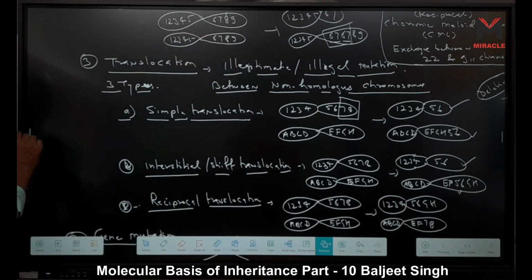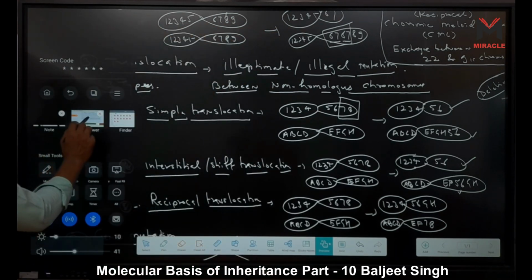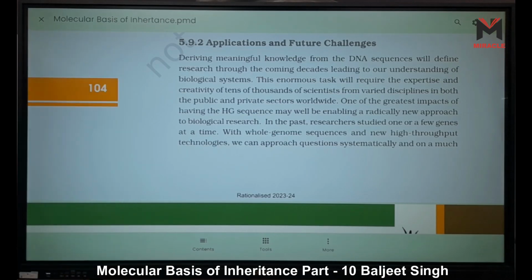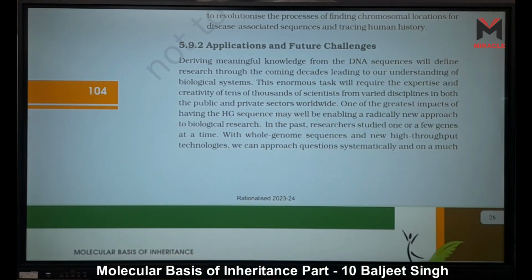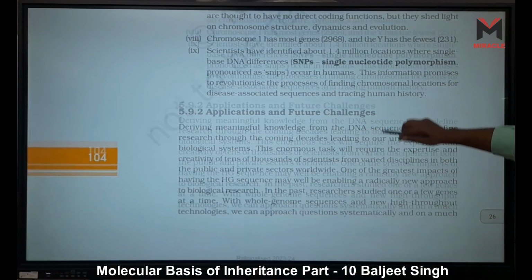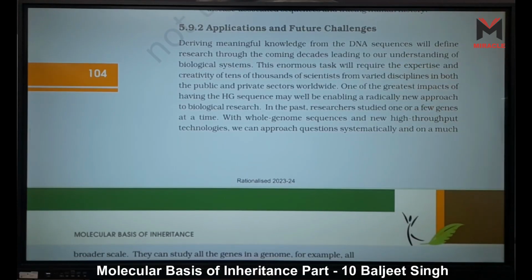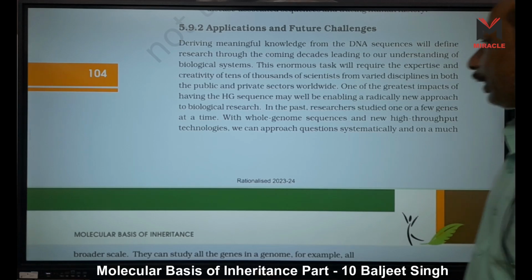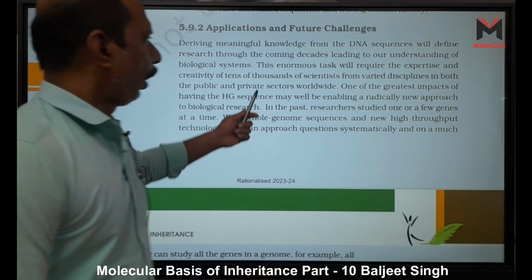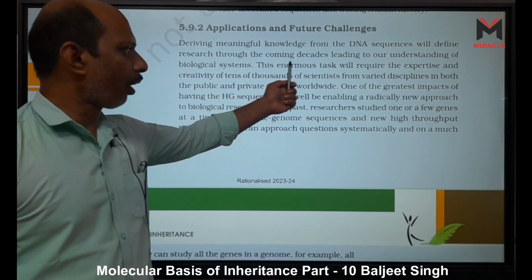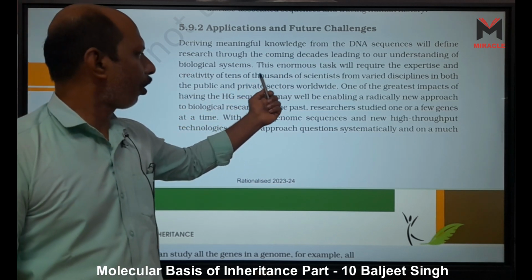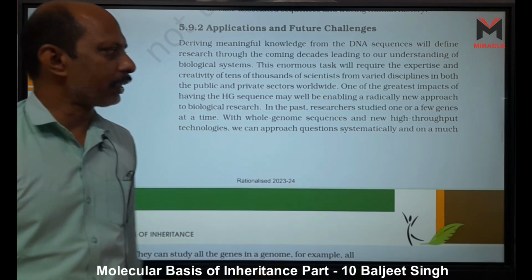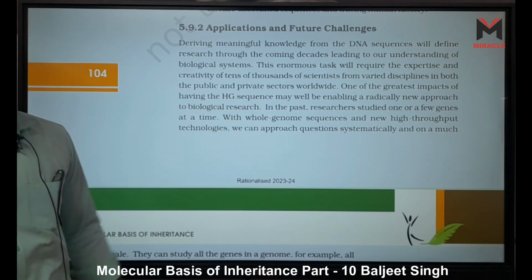Now come to the last part of our chapter, applications and future challenges. Already we did the previous chapter, right? Application and future challenges. Deriving meaningful knowledge from DNA sequence will define research through the coming decades, leading to our understanding of biological systems. This enormous task will require the expertise and the creativity of tens of thousands of scientists from varied disciplines in both the public and private sector worldwide.